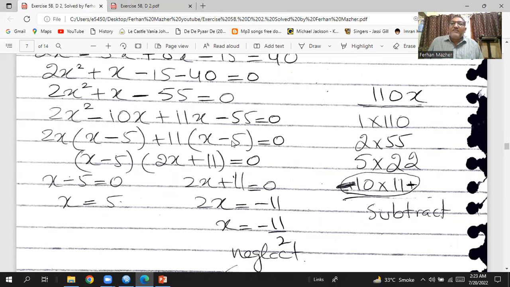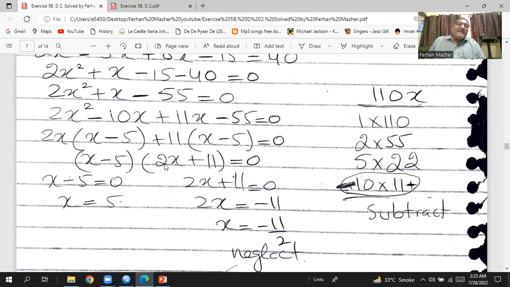From here, you are left with the 5, minus 5. So now you can see this term and this term. Here we have x minus 5 bracket common. So from here, you will have 2x in the other second bracket. And from here, you will have plus 11 in the second bracket and equals to 0.